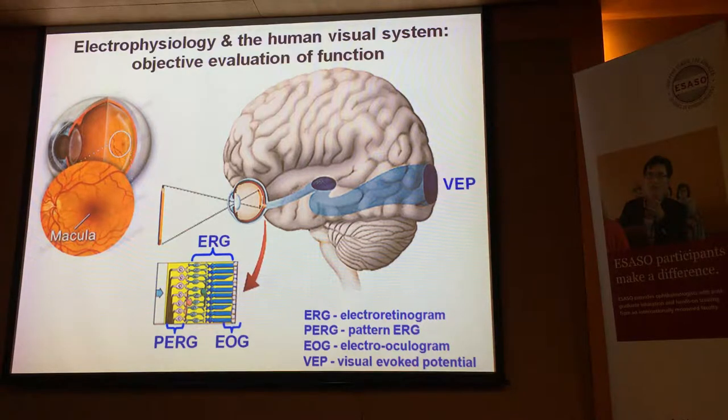Sensitive, non-specific. And we're mostly going to be concentrating in the first part, the first two talks, all in one, on the way we investigate the function of the retina with electroretinography, electrooculography, and pattern ERG. So electroretinography uses a full field luminance stimulus. Pattern ERG uses a contrast stimulus, but more about that later.